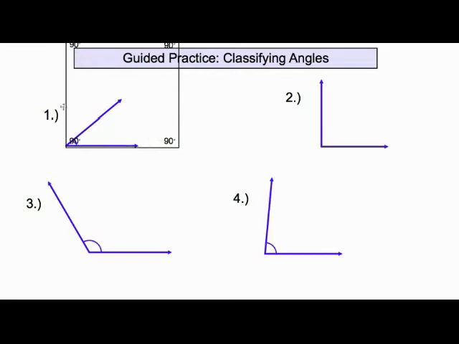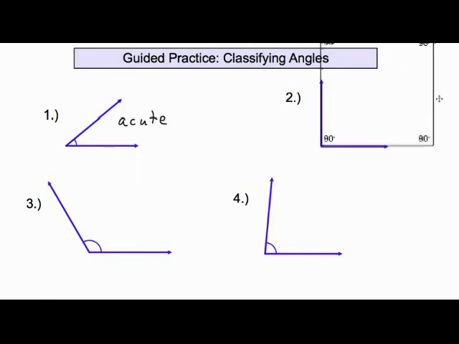All right, so 90 degrees would be like that. And this one's definitely less than 90 degrees. And so we're going to name that angle acute. All right, let's take a look at number 2. Our paper again. I'll put the corner right in the vertex, and it looks like it's forming an exactly 90 degree angle. And so if that's the case, then we have a right angle.